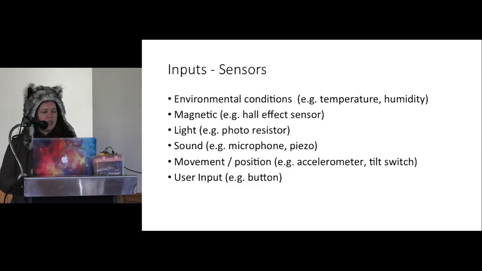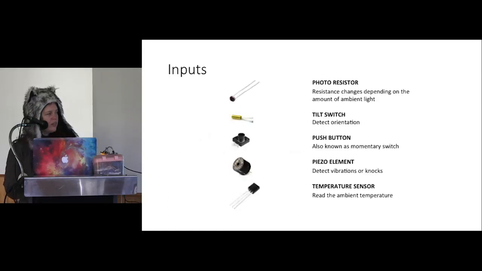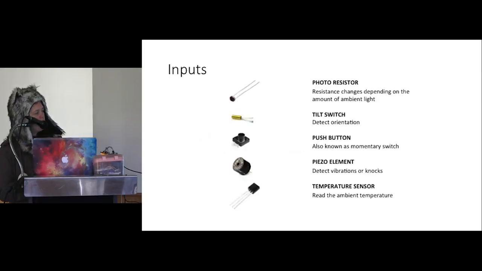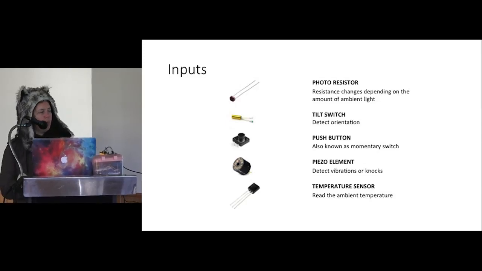Piezos that you can use for detecting vibration or the presence of sound. Things like accelerometers, gyroscopes, tilt switches, buttons, etc. So that's just a few examples of some of the components that you'll typically find if you get a getting started robotics kit or electronics kit.